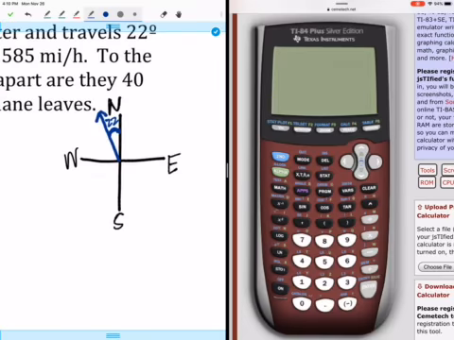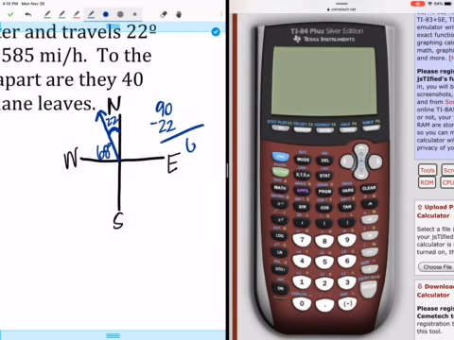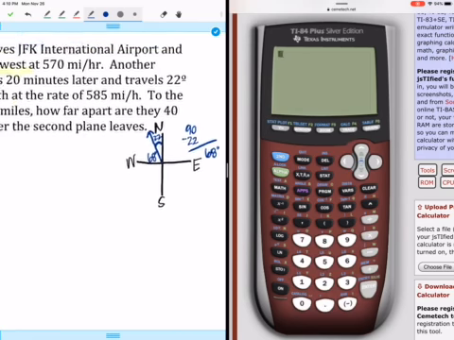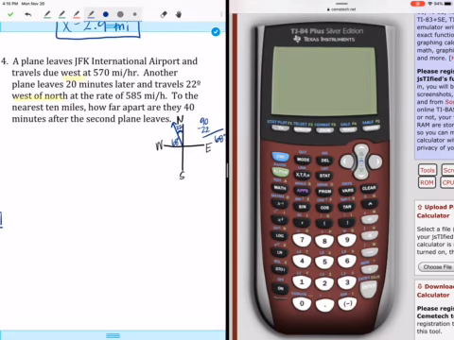Okay, so if I zoom in on that, we're assuming all of these would be 90-degree angles. So if we're really traveling 22 degrees west of north, then 90 minus 22 gives me that the angle within the triangle we're going to use has to be 68 degrees. All right, so we can go ahead and sketch, at least we know semi what our triangle will look like. This is 68 degrees.